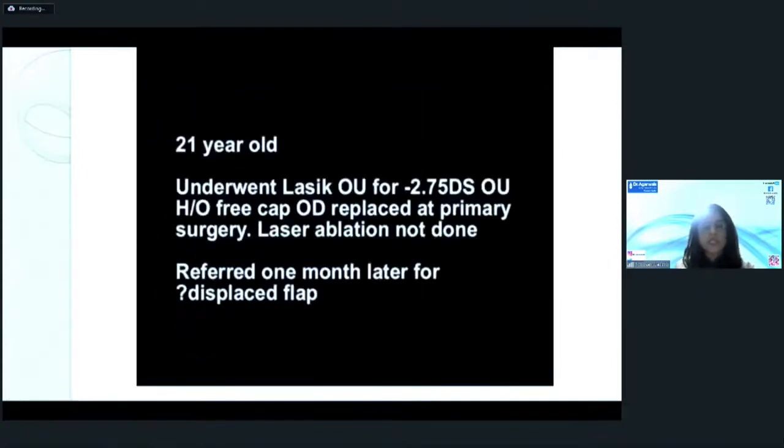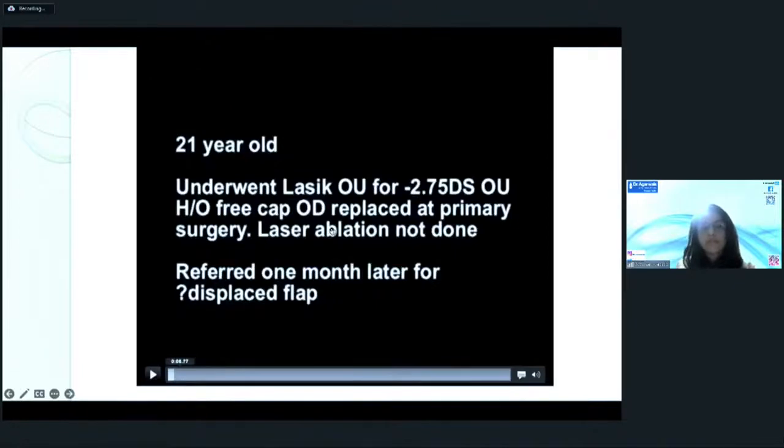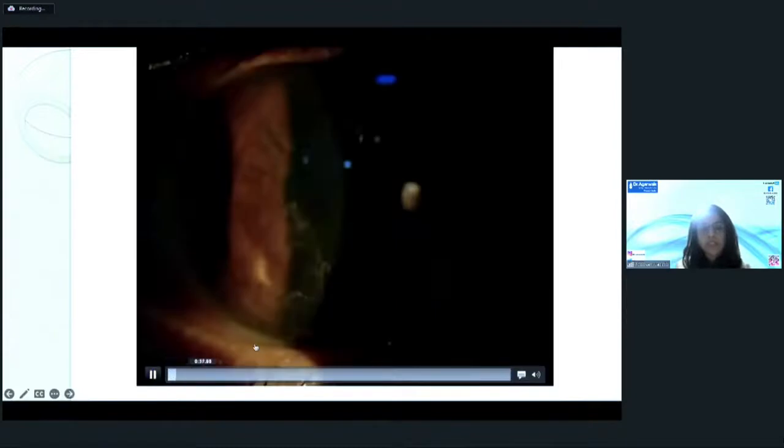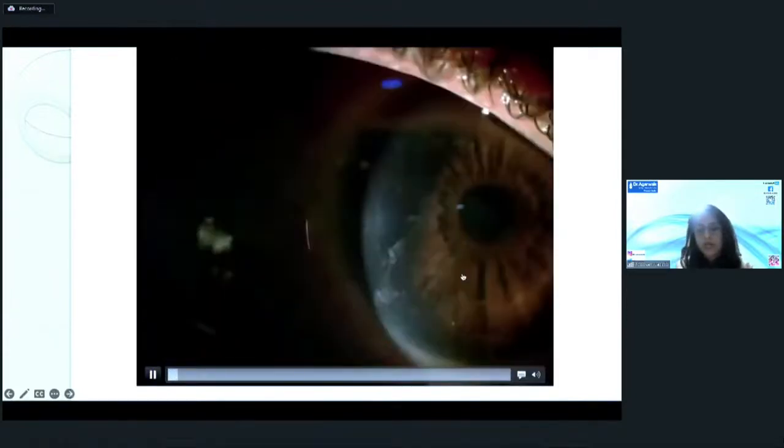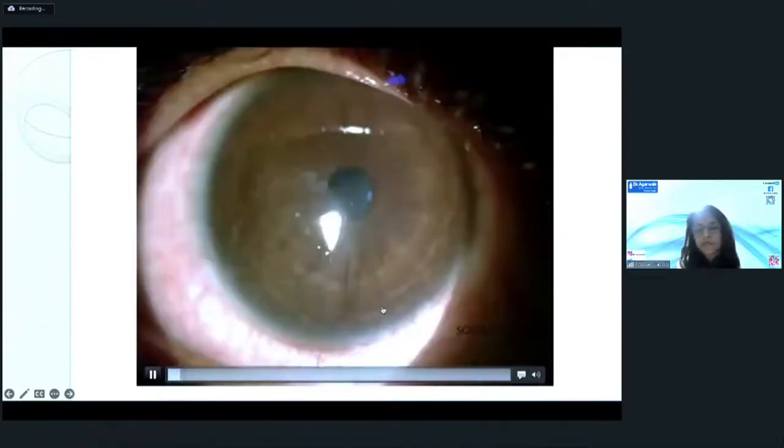Here was a case who had a partial, it was referred to us. She was a 21-year-old who underwent LASIK for minus 2.75 diopters OU. The interesting thing was she had a free cap in the right eye, which was replaced by the primary surgeon. Laser ablation was not done, so they didn't really perform the excimer laser. It was just a free cap replaced, and she was referred 1 month later for a displaced flap. And this is how I saw her. And so we took her up for surgery.